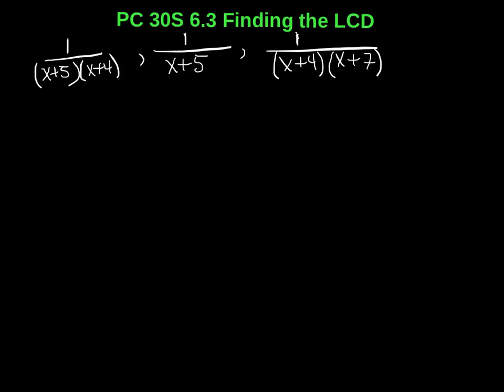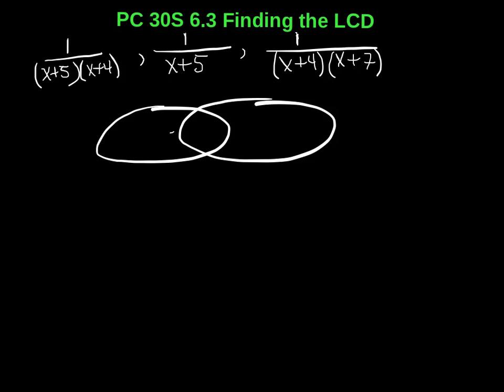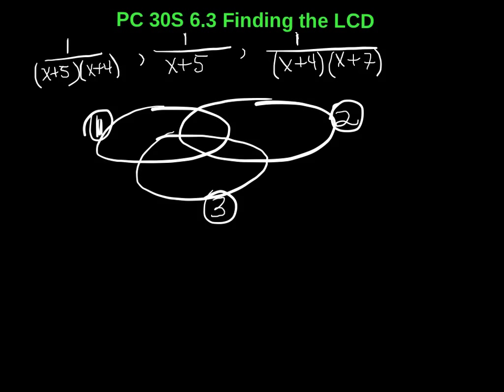All right, so what I like to do is draw myself 3 circles, basically a Venn diagram of 3 sets. So let's say that this is my first one here, and that's my second one, and that's my third one. Okay, so that's how I'm going to organize it. Now, in the denominator of the first one, I see that there is an x plus 5 that's being shared between the first and the second one. So I'm going to put my x plus 5 right in there.